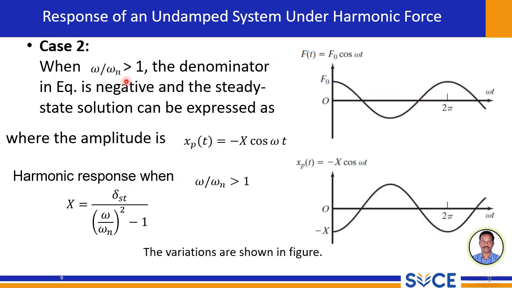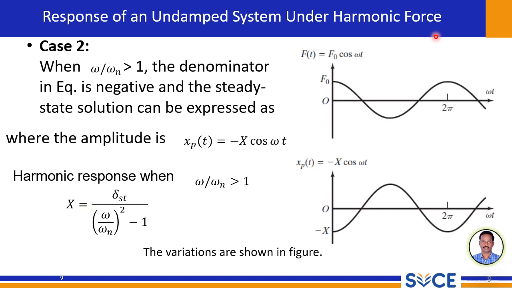Let's move on to case 2, where we explore the system behavior when the forcing frequency omega is greater than the natural frequency. This means the frequency ratio is greater than 1. In this scenario, the denominator in the equation will become negative. The equation for the amplitude now looks like this. Notice that the denominator is rearranged to ensure we are dealing with a positive value for the amplitude x.